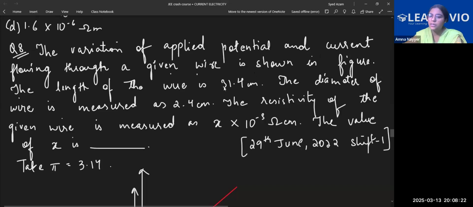Then it is saying length of the wire is 31.4 centimeters. It's saying diameter of the wire is 2.4 centimeters. So length is given, diameter is given. And then it is saying resistivity is some x into 10 to the power minus 3 ohm centimeter. What is this value of x? How will we start? Take pi as 3.14. This was a part of the question only.